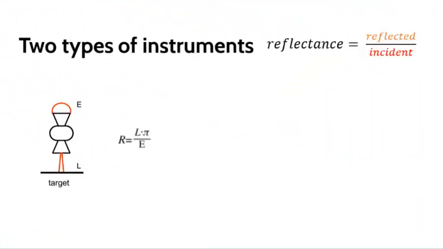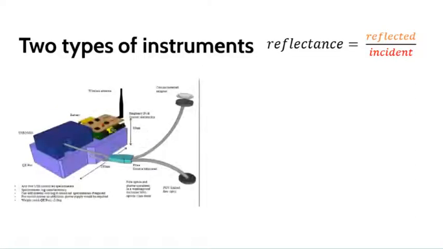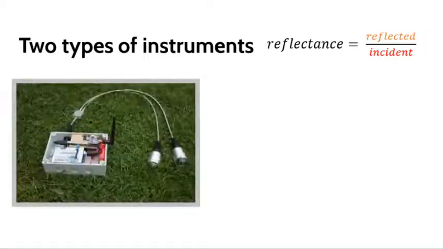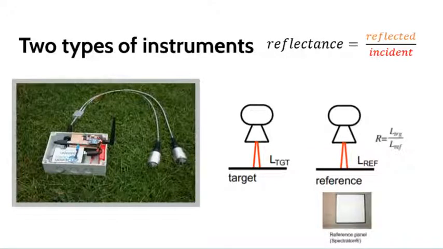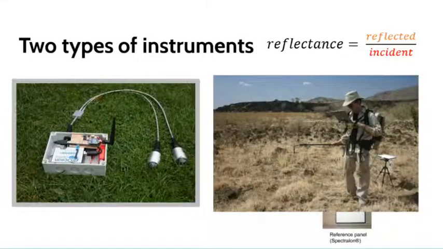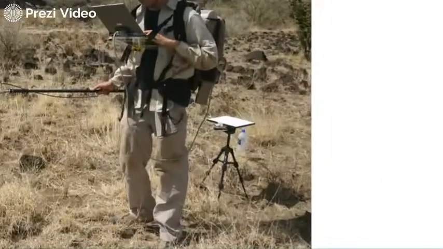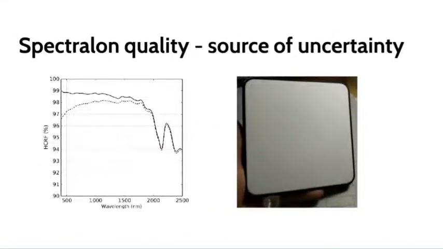Again, reflectance is a ratio of reflected and incident light, and it's possible to measure both at the same time with the spectrometer that you see on the left. Here is its scheme and how it looks in real life. But more often, we measure first a target and then the reference with the same spectrometer. The reference is the white panel. For example, in this measurement, you can see the white panel right behind the researcher.